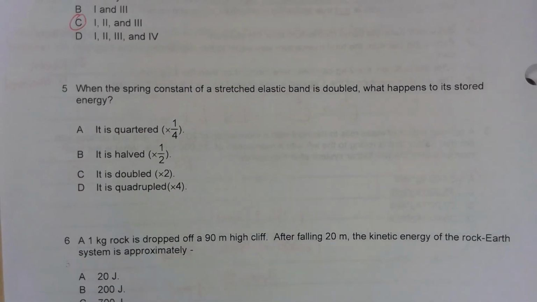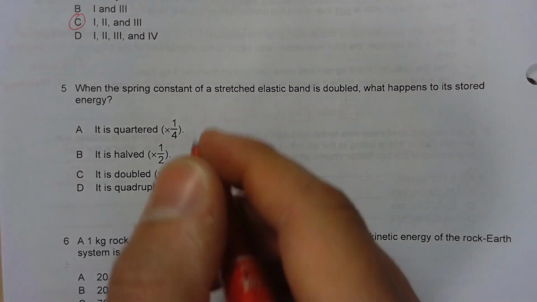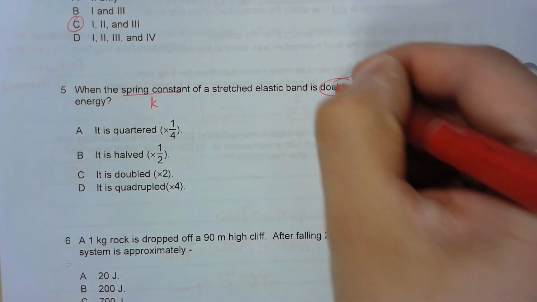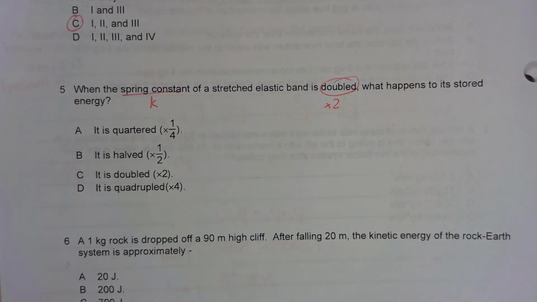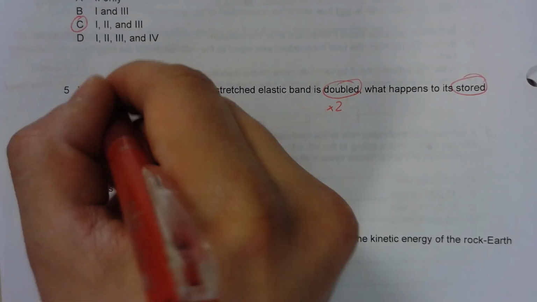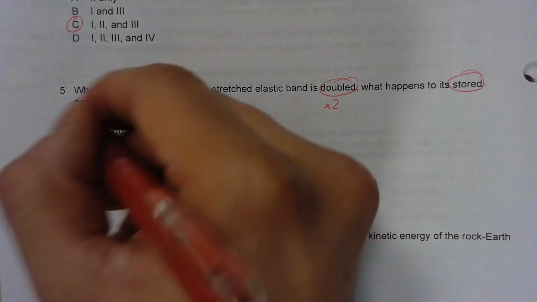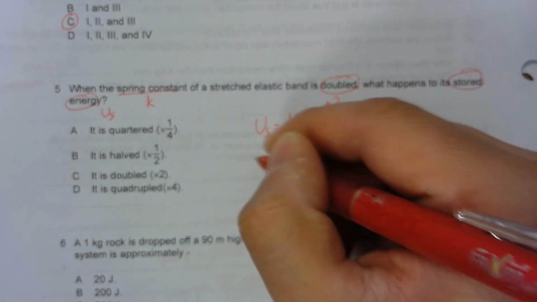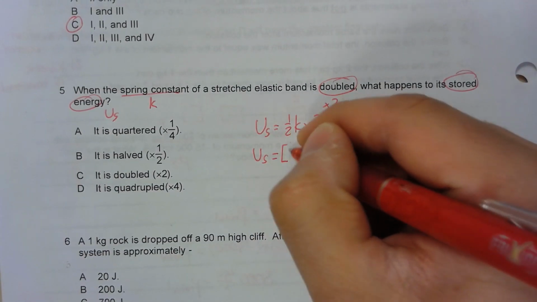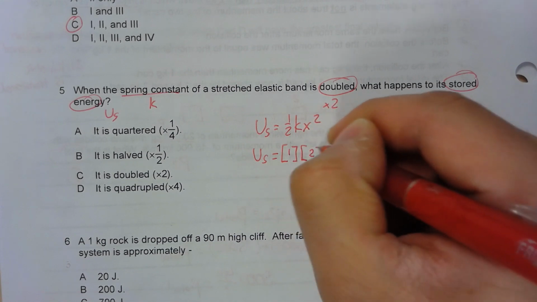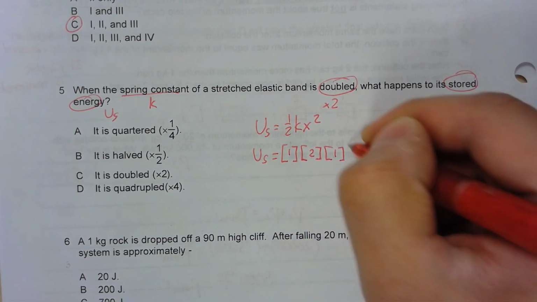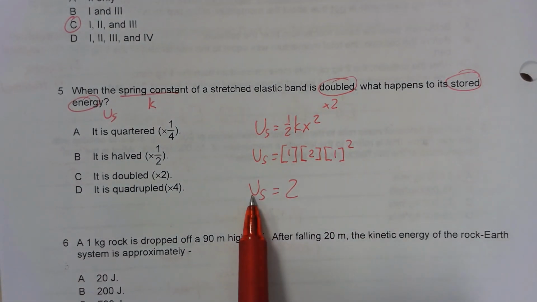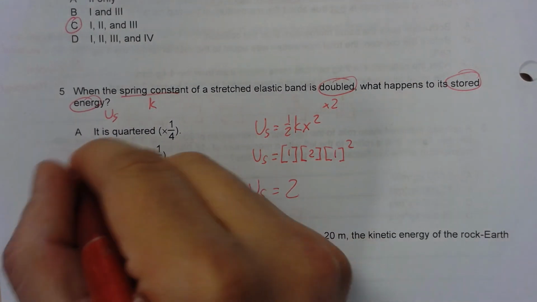We've seen a couple examples of this in class. Spring constant, that's little k, and we're going to double it, which is multiplied by 2. What happens to its stored energy? That's a fancy way of saying potential energy. So let's write our equation. 1/2 doesn't change. Spring constant is doubled. Stretch distance doesn't change. So the stored energy is doubled. So that's C.